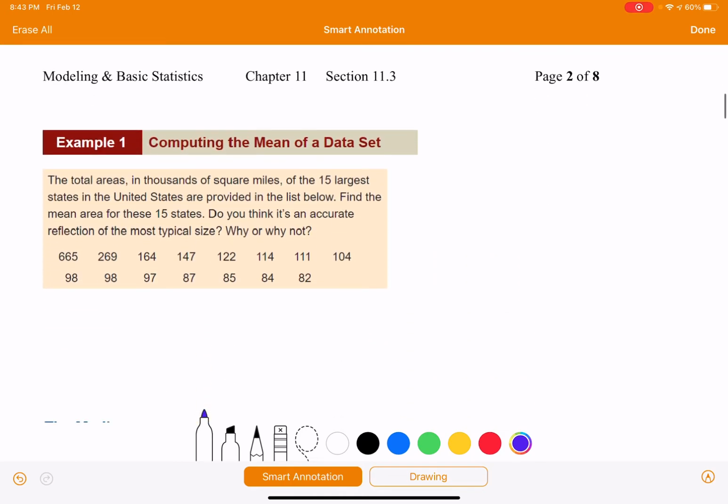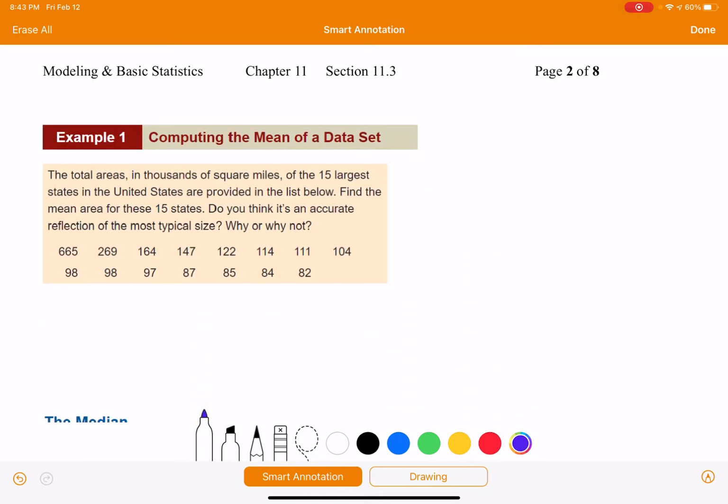Okay, let's jump right into our examples. You know how Ms. Shannon likes to do it. We always learn better when we see it. The total areas in thousands of square miles of the 15 largest states in the United States are provided in the list below. Find the mean area for these 15 states. Do you think it's an accurate reflection of the most typical size? Why or why not? So pull out your calculators, add all of these up, and then divide by 15.